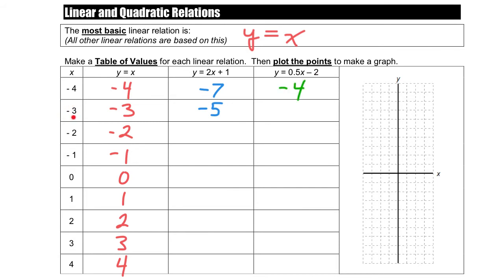When x is minus 3, y is 0.5 times minus 3, so half of minus 3, that's minus 1.5. Then we subtract 2, we're at minus 3.5.